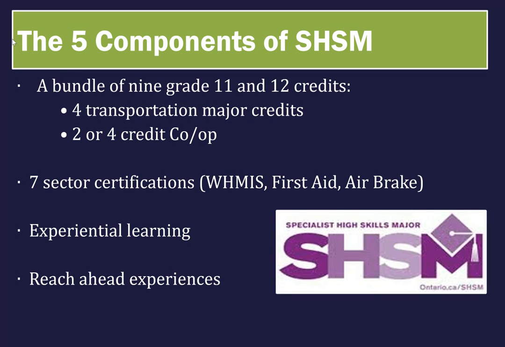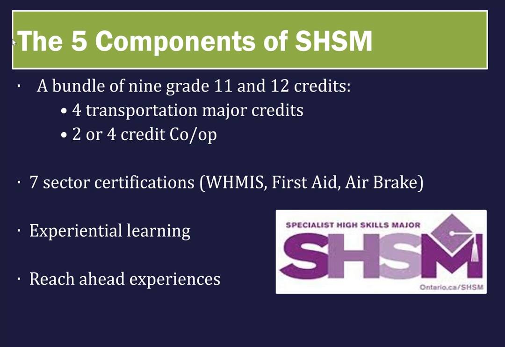There's 5 components of a SHSM. There is a bundle of grade 11 and 12 courses you need to take. There's 2 in grade 11 and there's 2 in grade 12 that are the core. And then there's other credits that go along. You are also required to take a co-op, a 4-credit co-op. If you know that you don't have room for that in grade 12, you may not want to do this. Okay, and that's hard if you're taking a university pathway.